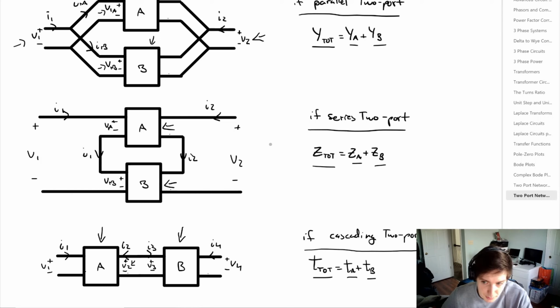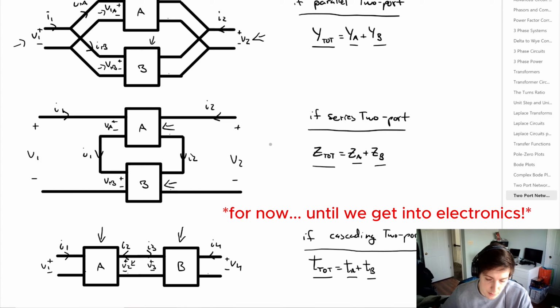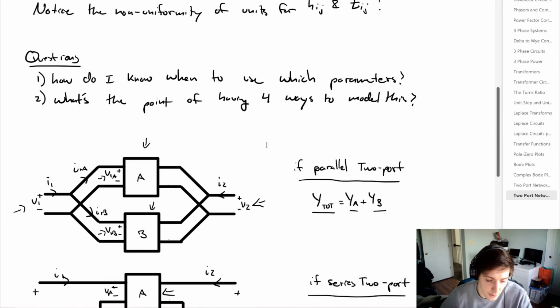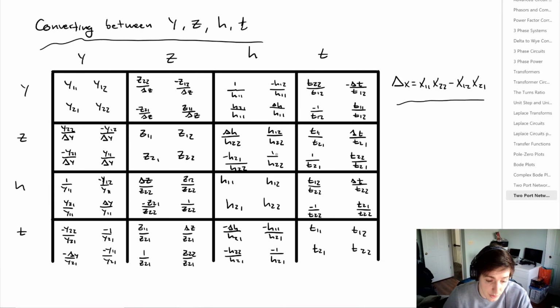Unfortunately, I couldn't find much with hybrid parameters for when you know you should use them, but this should answer one of the questions of how do I know which parameters to use? And for the second question of what's the point of having 4 ways to model this, even the hybrid parameters, they kind of just seem like the redheaded stepchild. But that being said, we can look at a table where we can actually have the conversion between admittance, impedance, hybrid, and transmission parameters. And that's given here in this 4x4 table.